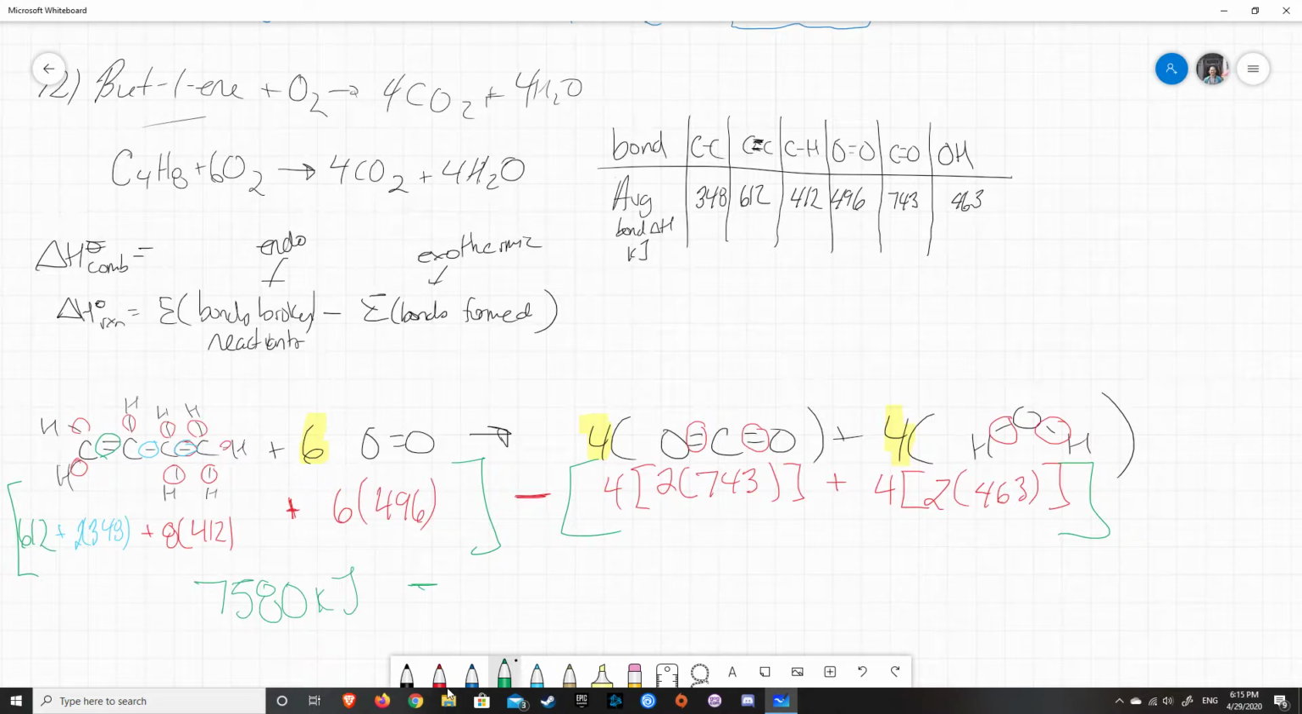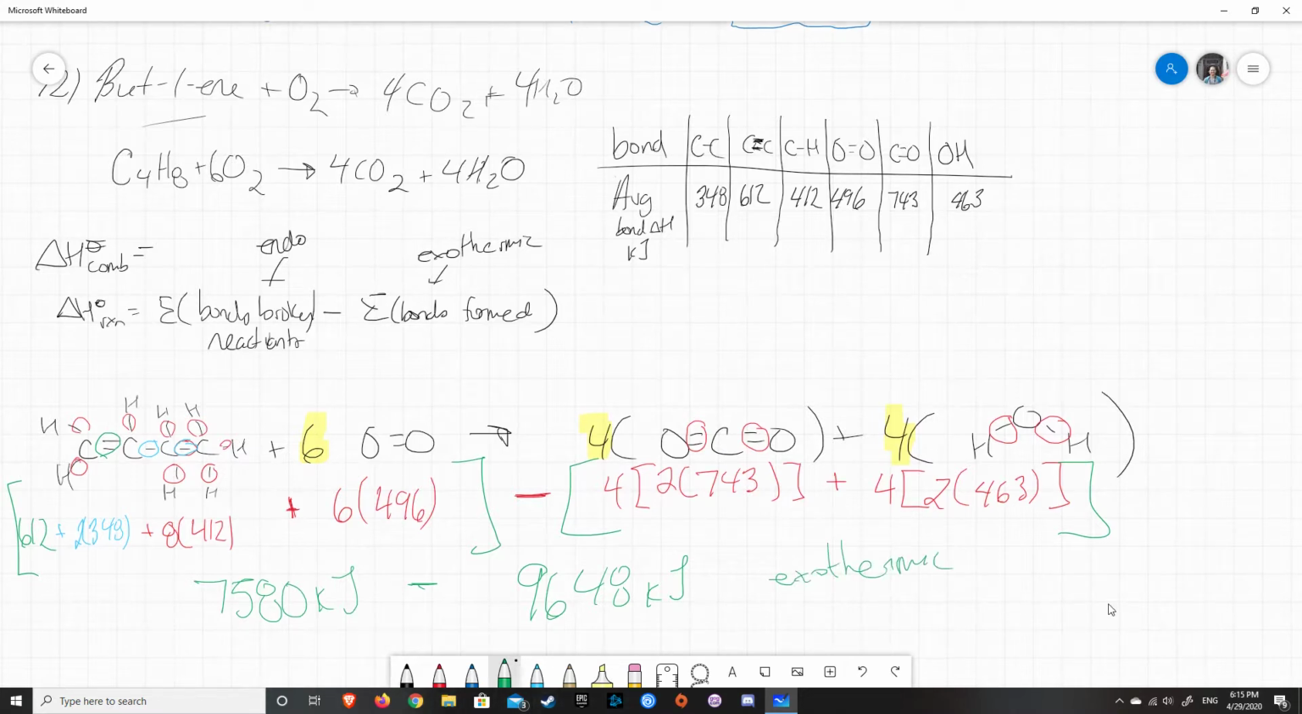So let's look at doing this. 2 times 743 times 4 plus 2 times 463 times 4. This value is 9,648 kilojoules. So the energy of the bonds being formed is much higher than the energy of the bonds being broken. So this reaction is going to be exothermic.